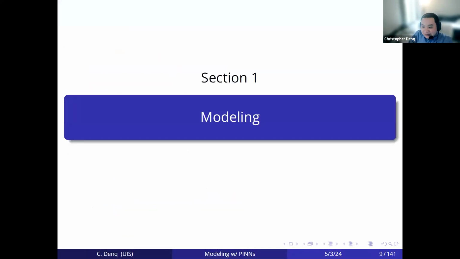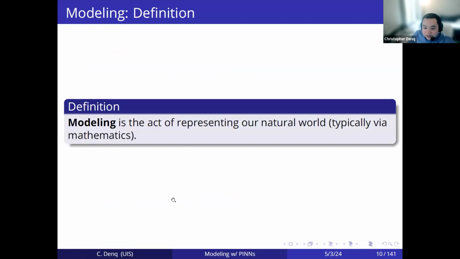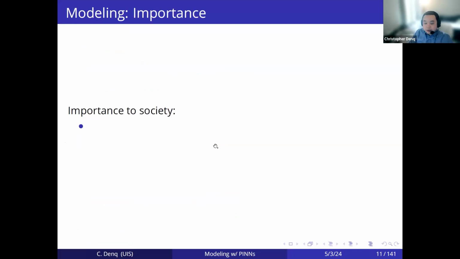So with that, let's get started with modeling. Modeling is the act of representing our world in a way that's useful to us, right? Typically, we do this through mathematics. I want to motivate the question of why we want to care about modeling by first talking about its importance to society.